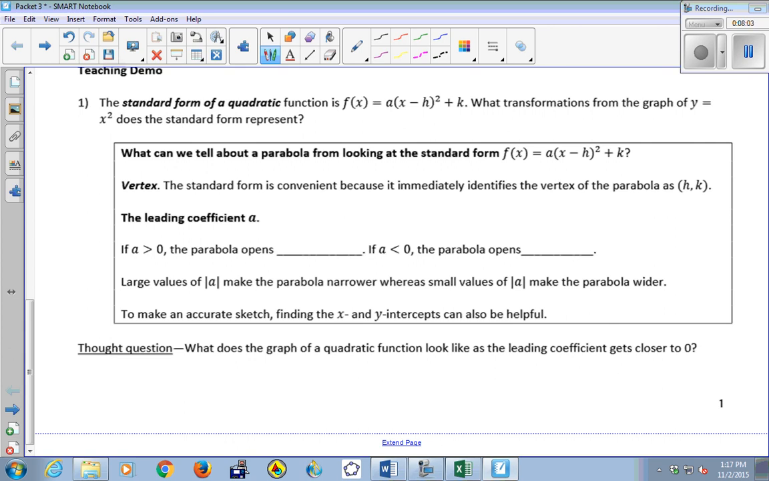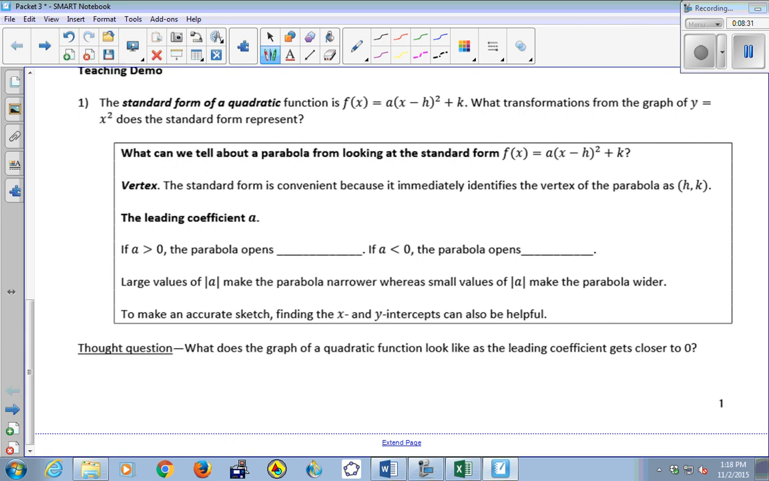Yeah, it's a parabola. What does the a do to x squared? Yeah, it stretches or shrinks it. What does the h do? Left and right. Yeah, moves it left and right, depending on the sign of h. And what does k do? Up and down. Yeah. Okay, so what can we tell looking at the standard form?